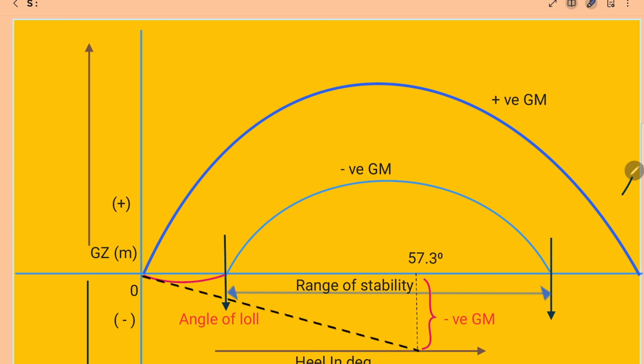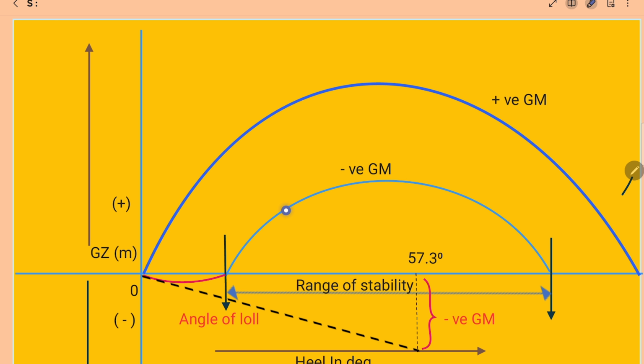But if we observe the two curves, one with positive GM and the one with negative GM, I can see very clearly the GZ values are much reduced now. Also, range of stability doesn't start from 0 now. Range of stability starts from angle of Loll. And the angle of vanishing stability is also much reduced than the normal curve.